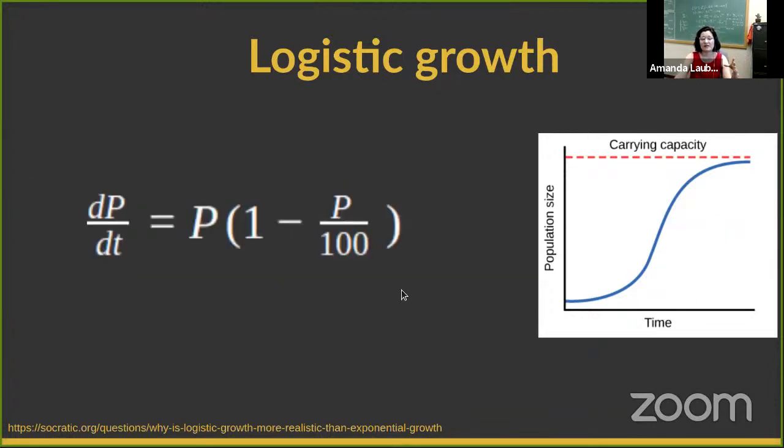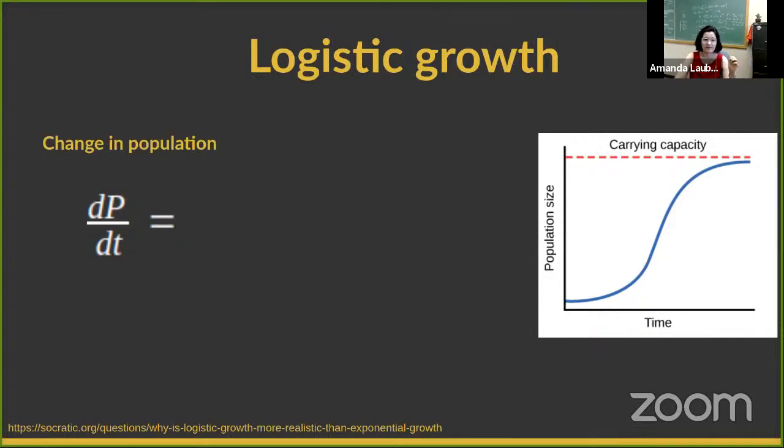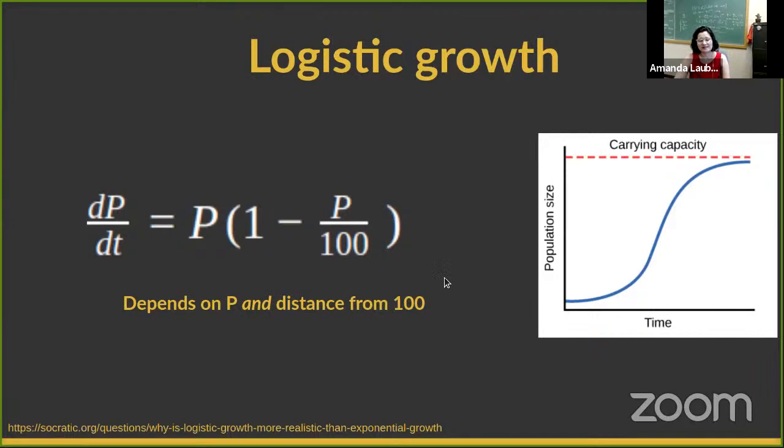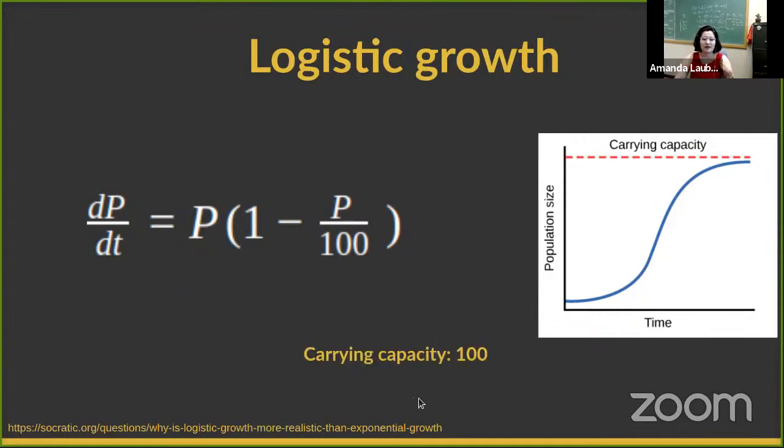The differential equation that describes this type of curve would be dP/dt equals P times (1 minus P over 100). Real quick, the left-hand side is still the same as before. We're looking at change in population. It depends on the current population P, just like our old one did, dP/dt equals something times P. But now that something is actually the distance from the number 100. As you get closer to 100, the change starts to slow down. You grow less. And that 100 is the carrying capacity of this population. It limits out right here at 100.